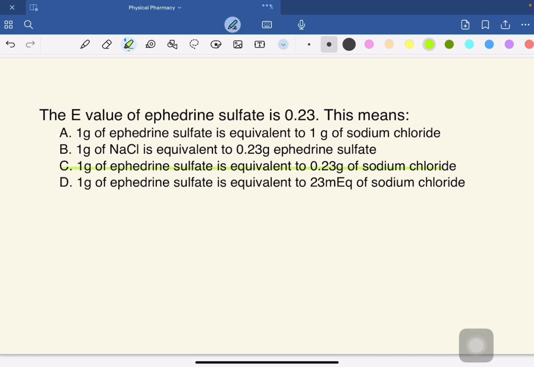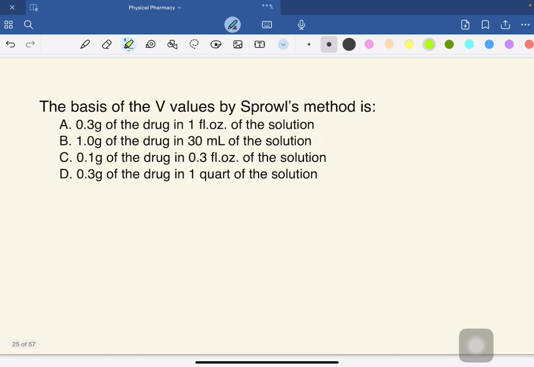So remember, the E value is the amount of sodium chloride that is theoretically equivalent to 1 gram of a drug or has at least the same osmotic effect. So again, if E value is 0.23, it is sodium chloride yung 0.23, hindi yung drug. And then last, the basis of the V values by Sprouse's method is, so the answer to this one is A. 0.3 grams of the drug in 1 fluid ounce of the solution.